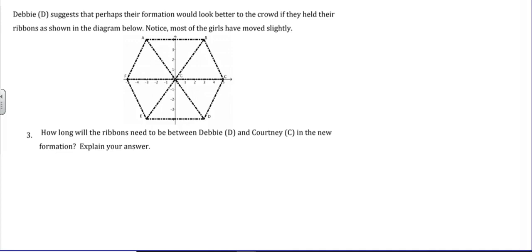So what we need to do is find the length of the segment DC. And to do that, we're going to use the Pythagorean theorem. So the Pythagorean theorem is a squared plus b squared equals c squared. You use the Pythagorean theorem to find the missing side of a right triangle. A and b represent the legs of the right triangle, and c represents the hypotenuse, which is the longest side of the right triangle and across from the right angle.